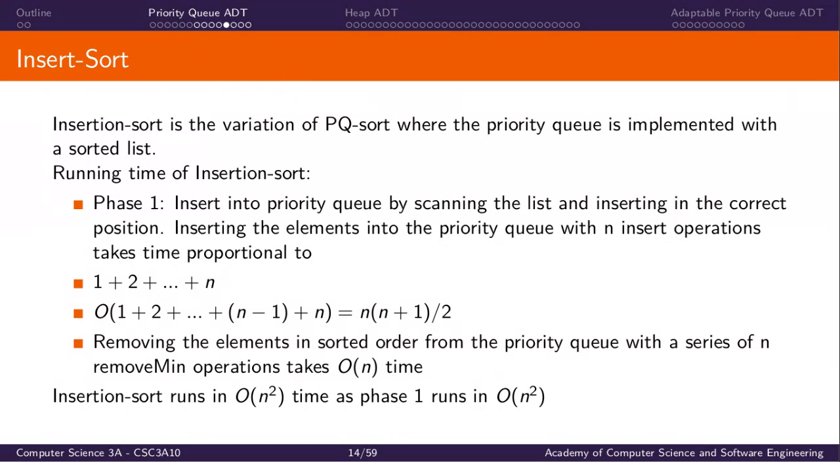All right, so same asymptotic runtime. However, we see that depending on our implementation, in this case we're using a linked list, whether we're keeping that list unsorted or sorted will determine how long phase 1 takes and how long phase 2 takes. But we see that overall it takes the same amount of time.